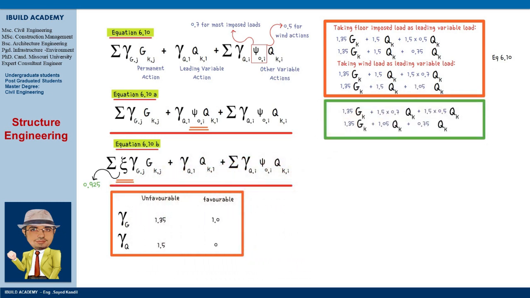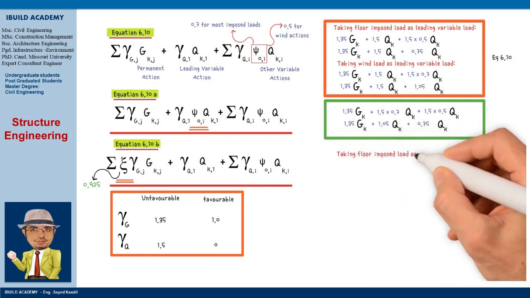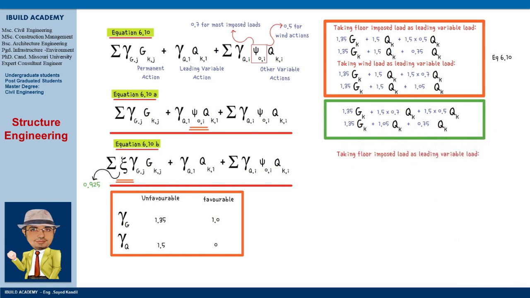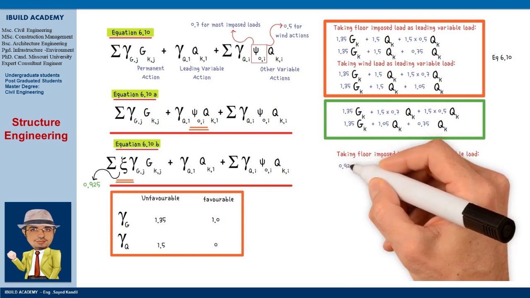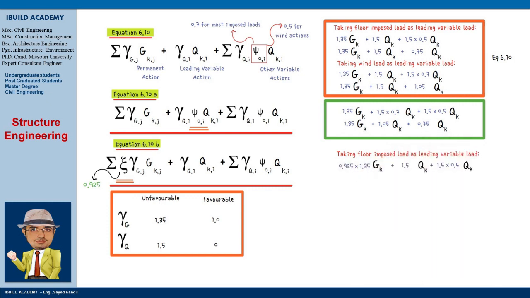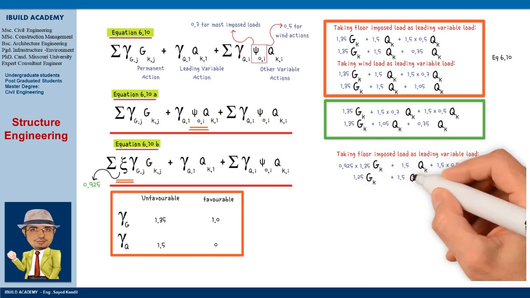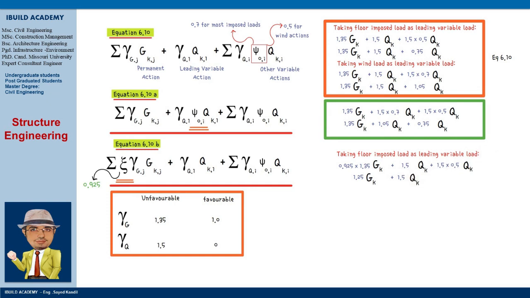Here's equation 610b. This is a bit more complicated, because we don't know what the leading variable is. So, we need to consider all situations. First of all, we're checking the imposed load as the leading variable load. The other variable load is the wind load. We use the psi factor of 0.5. We also need to multiply the partial factor gamma g by xi, which is 0.925. We get 1.25 times the permanent action, plus 1.5 times the leading variable load, which is the imposed load, plus 0.75 times the other variable load, which is the wind load.